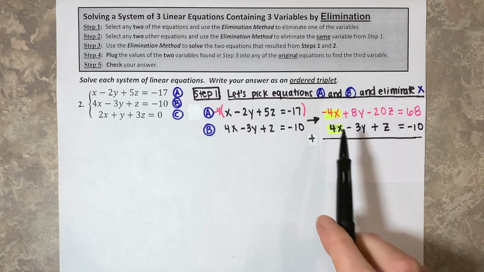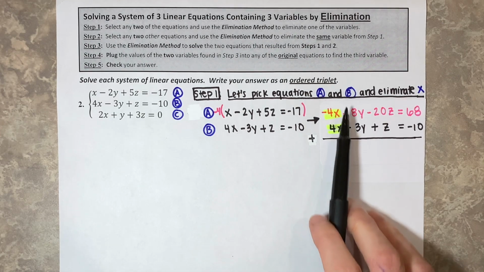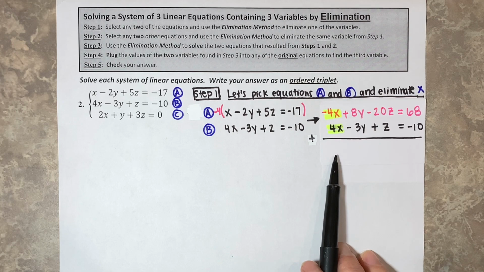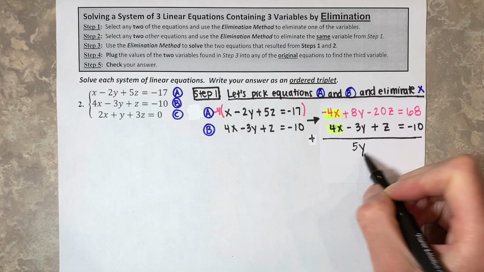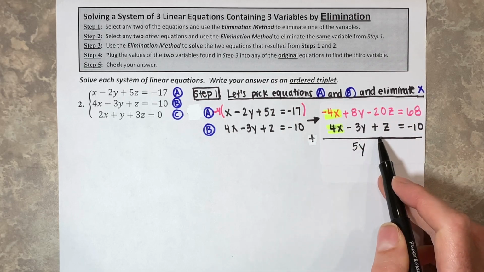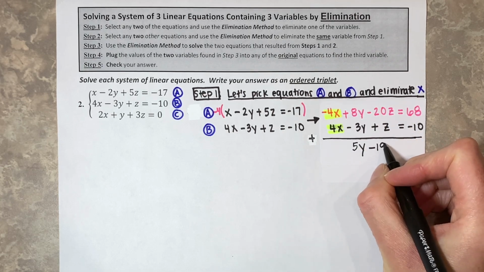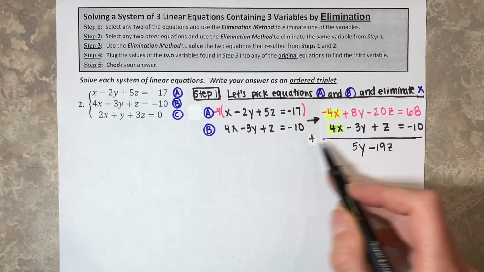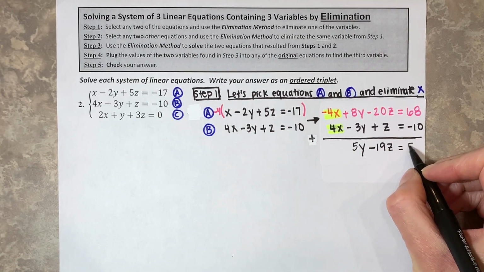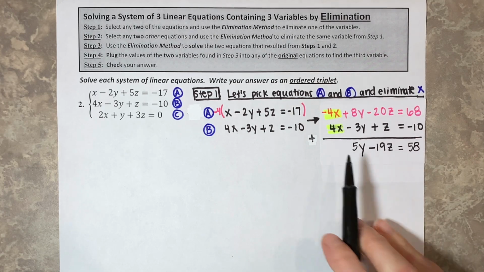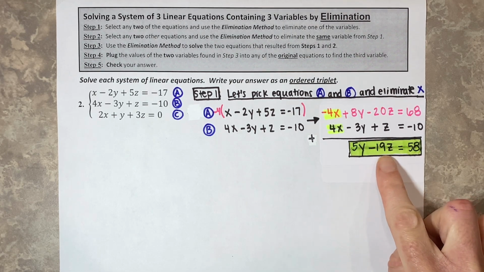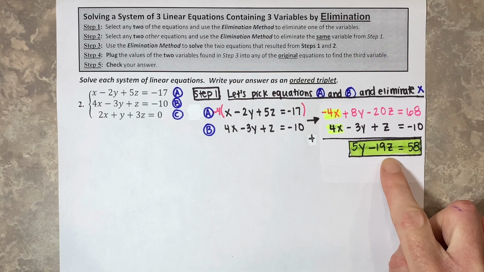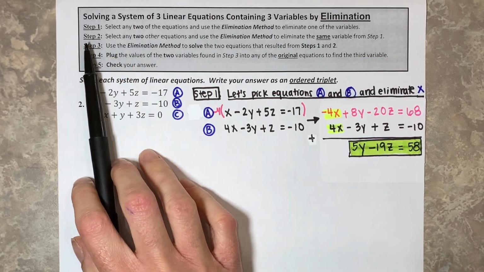So let's see, when we take negative 4x plus 4x, those cancel to give us 0. 8y plus negative 3y will give us 5y. Negative 20z plus z will give us a negative 19z. And 68 plus negative 10 will give us 58. We've successfully eliminated x here. I'm going to box this answer and I'm going to highlight it because we're going to come back to this answer in step 3. Now let's move on to step 2.